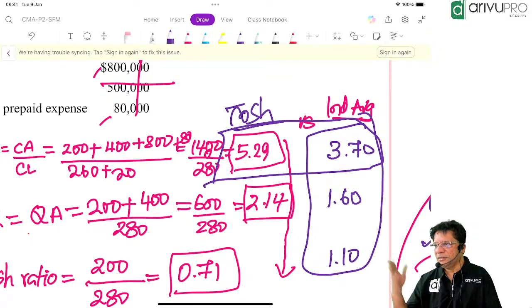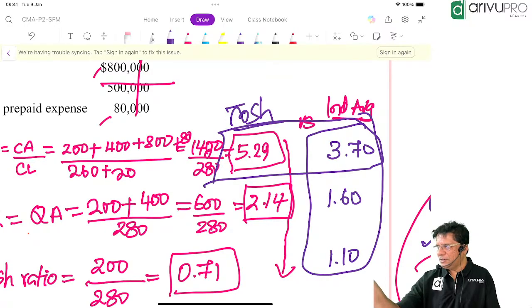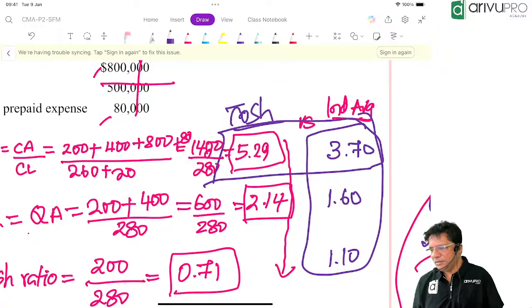You feel, no, I'm good, 5.29. Good or not good? No answer. You're happy. Why are you happy? Because the number is high. Because you have high current assets, you can meet current liabilities. You feel good.